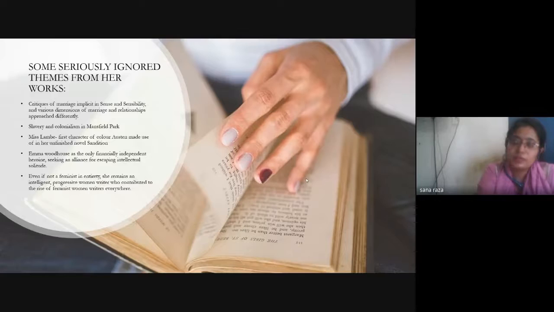Miss Lambe was the first character to be introduced as a character of color. Emma Woodhouse is the only financially independent heroine. There are several streaks of male characters as well, like Collins is the only male hero in Jane Austen who is older than his wife. Even if not a feminist in entirety, she remains an intelligent, progressive woman writer who contributed to the rise of feminist women writers everywhere.